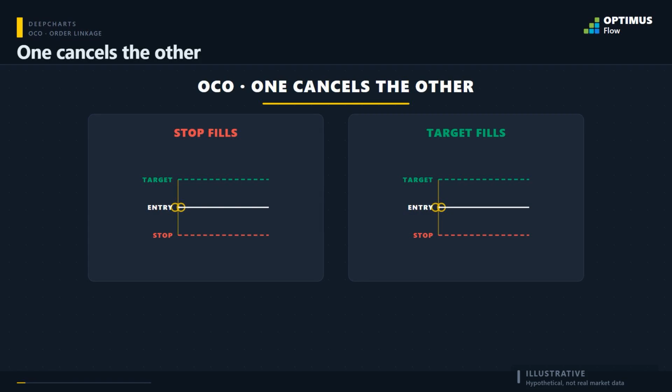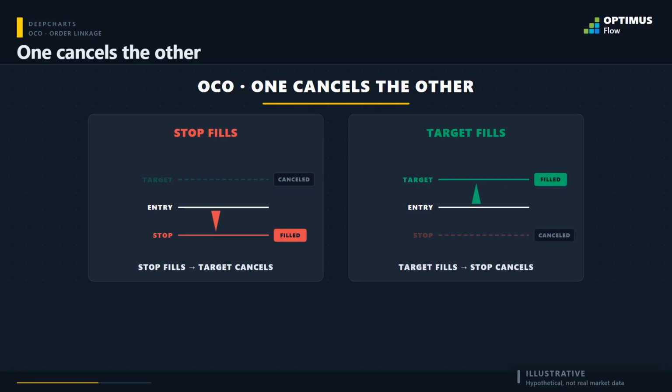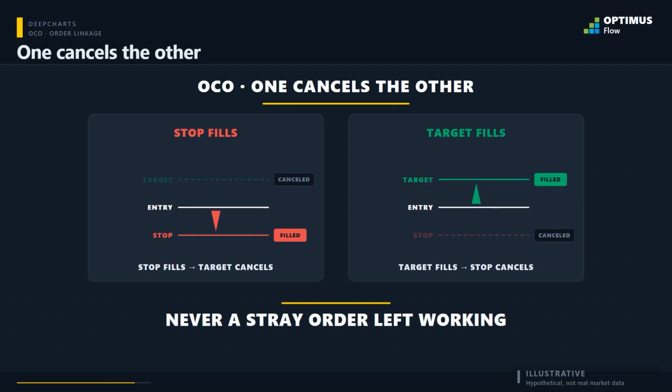Now, those 2 orders were actually linked together, and if you noticed on the example, when my stop got hit, it canceled my take profit, and that's known as an OCO order. Also stands for one cancels the other. And this part is really important. It means the moment one of them fills, the other automatically cancels.